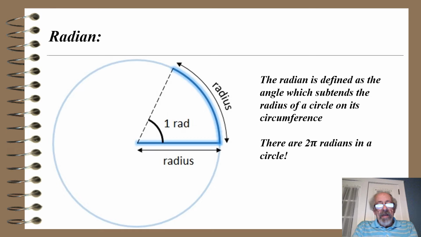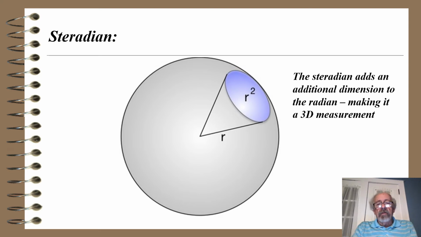This shows more about a radian. A radian is defined as the angle which subtends the radius of a circle on its circumference, and it turns out that there are 2 pi radians in a circle. So 360 degrees is equal to 2 pi radians. Here's the steradian, and notice it's a solid or 3D measurement. The steradian adds an additional dimension to the radian, making a 3D measurement. And again, you could understand how that might be for an antenna located at the center of that sphere, or maybe a laser beam, or a flashlight, if you will.